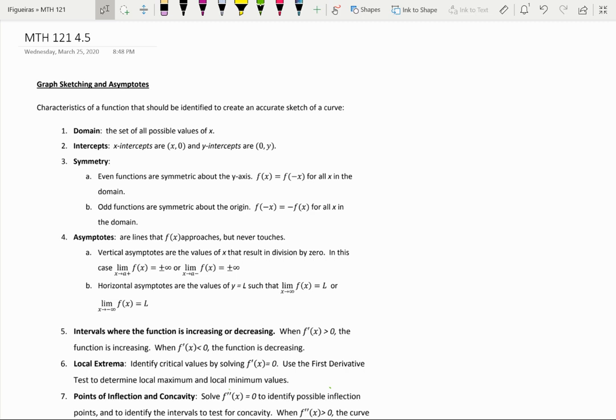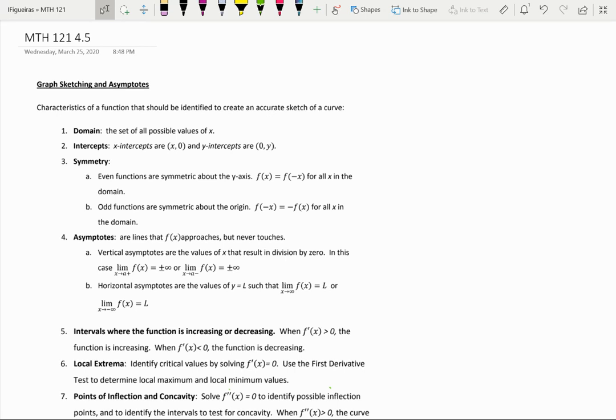Hi, this lesson is about curve sketching, and we'll be finding characteristics to sketch an accurate curve by using some skills that you learned in algebra and pre-calculus, as well as some calculus skills. So here's a review of some of the things that you already know and have recently learned.